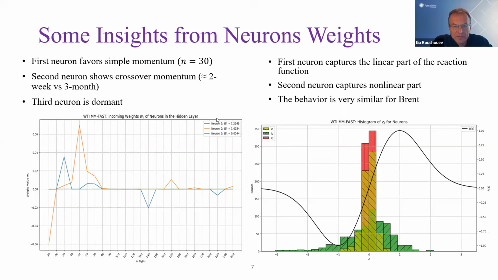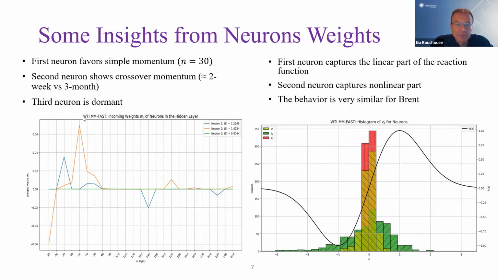They are incoming weights. In the upper right corner, we have outgoing weights on W1, W2, W3. In this case, you can see all of them. So you see the first one, which is in blue, it really favors this one big data point that corresponds to n equals 30. So it clearly favors a simple momentum with a 30-day moving average. So roughly a month and a half, we use business days.